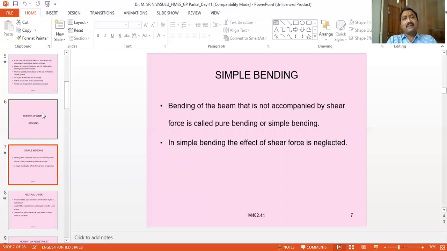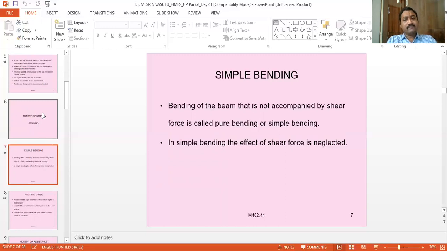So if we study the bending of the members without considering the effect of the shear force, then it is called simple bending. The other name for simple bending is pure bending. Pure bending and simple bending are both the same.